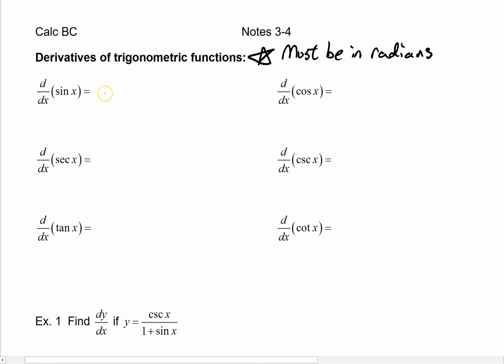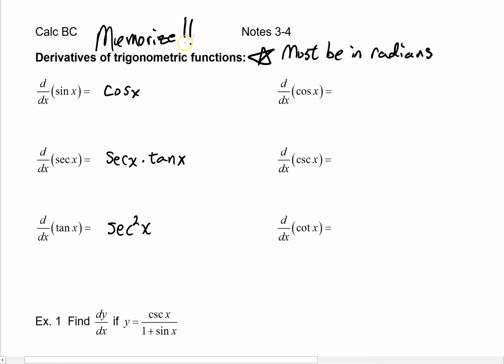The derivative of sine, well, it's going to be cosine of x. Look right below it, the derivative of secant is the secant of x times the tangent of x. What about the derivative of tangent? Well, that would be secant squared x. You're going to have these memorized. No doubt about it.